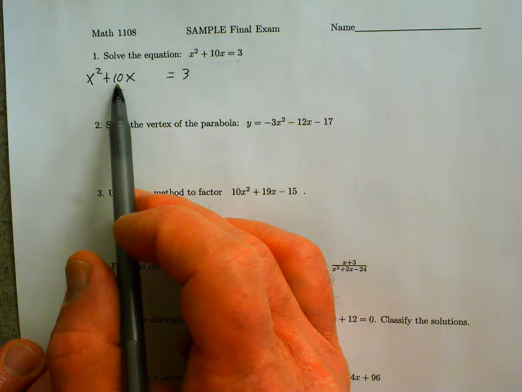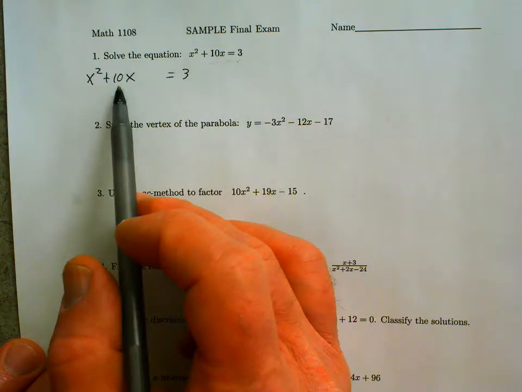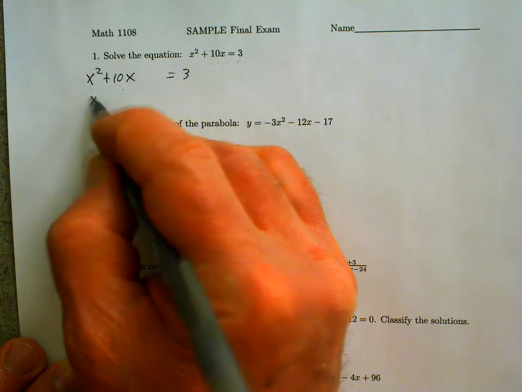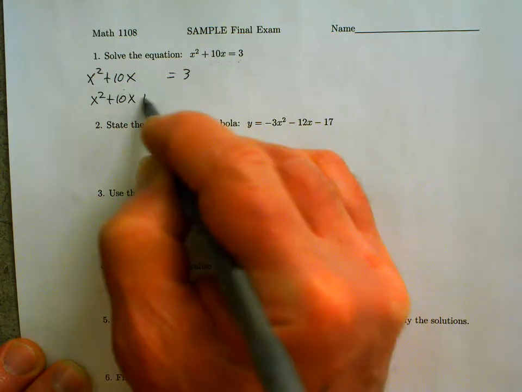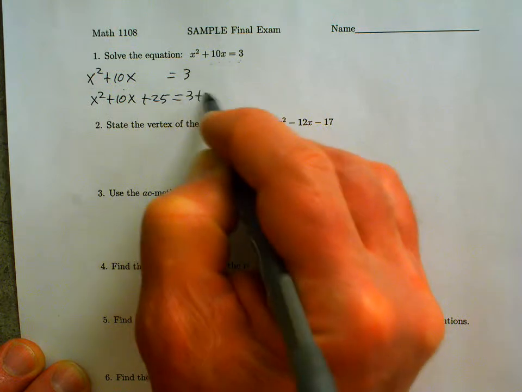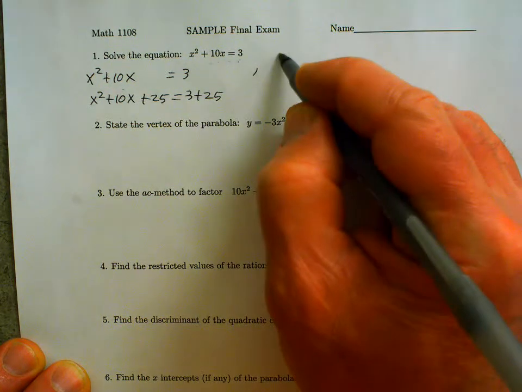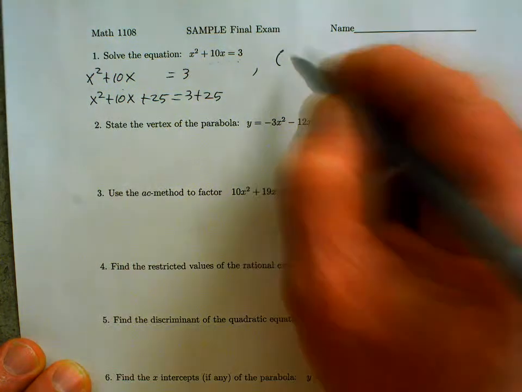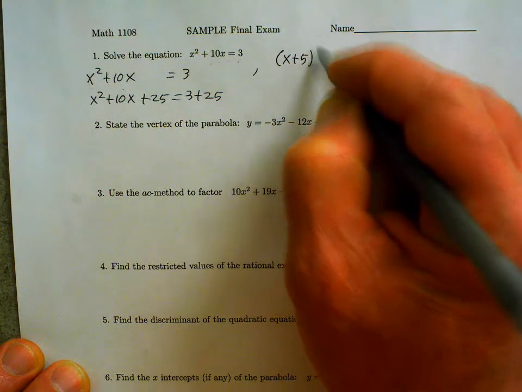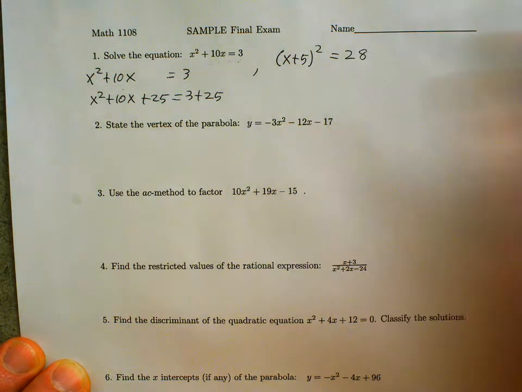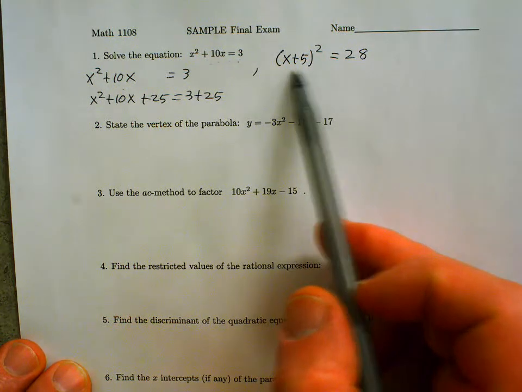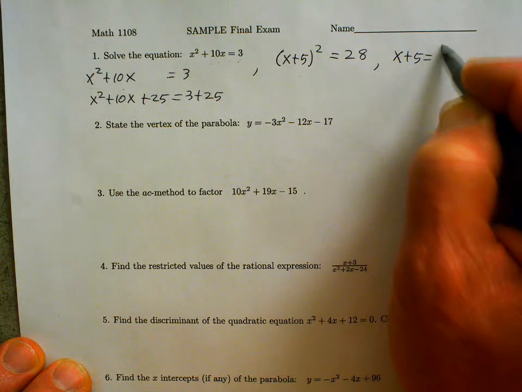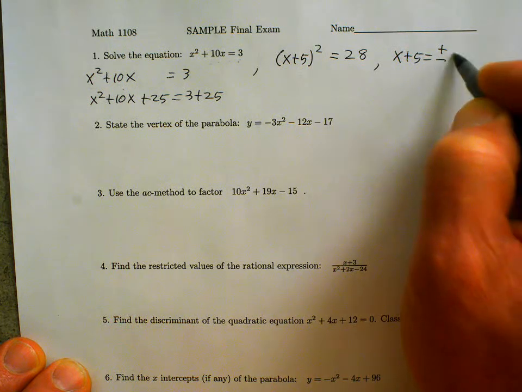We take half of 10 and square it. Half of 10 is 5, and 5 squared is 25. So if we add 25 to both sides, then we get this equation. In the next step, we'll factor x squared plus 10x plus 25 and write it as x plus 5 to the second equals 28. And then apply the square root property, and we get x plus 5 equals positive and negative square root of 28.